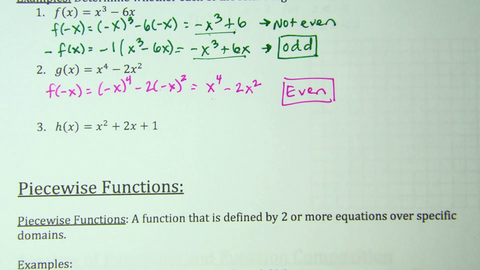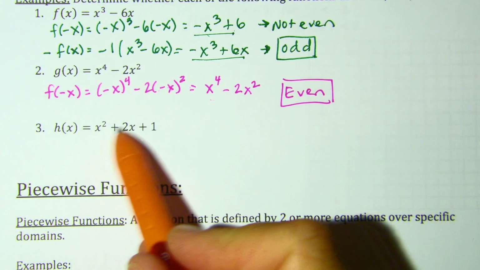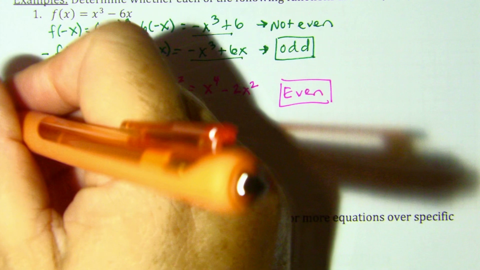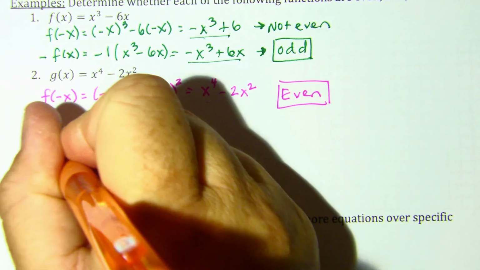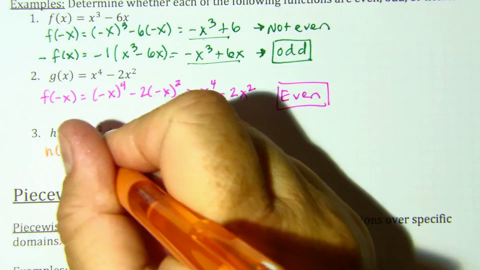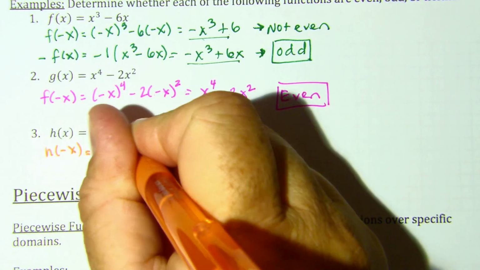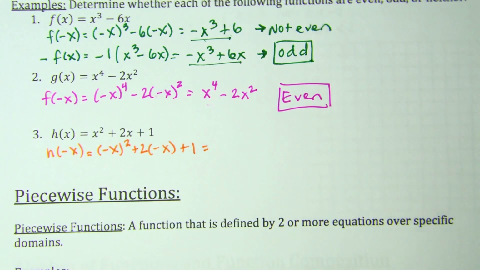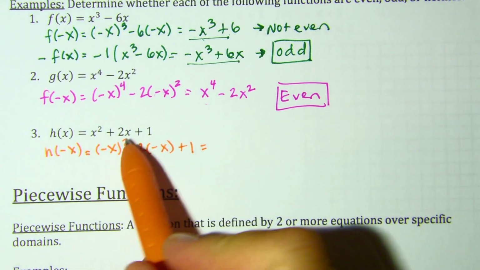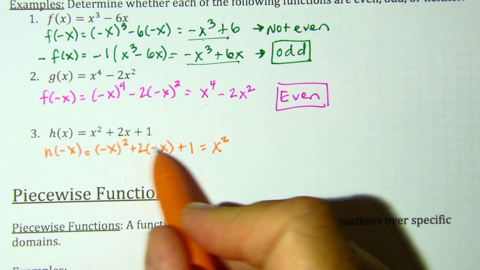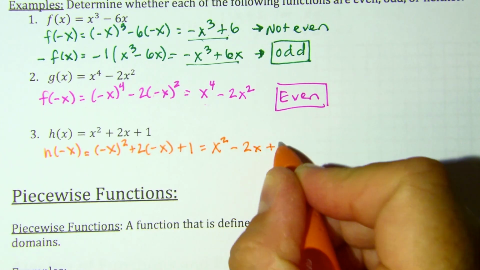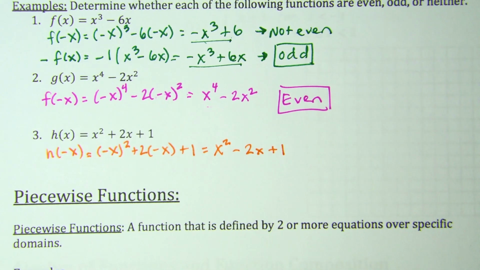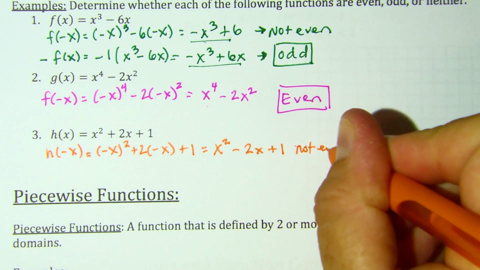The last one here, we have h of x is equal to x squared plus 2x plus 1. And we want to first check if it's even. Plugging in negative x, we have negative x squared plus 2 times negative x plus 1. And we want to see, is that equal to the original? Negative x squared is x squared. 2 times negative x is negative 2x plus 1. Well, it's really close, but it's off by one sign. So they're not equal. That means this is not even.